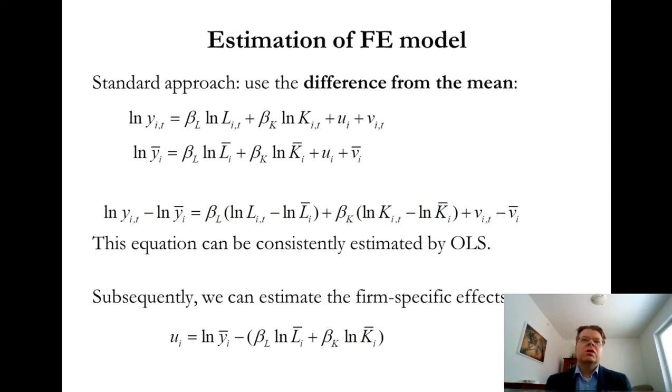So here's the answer. If we take a difference, but not the difference over time, panel data actually allows us to take a difference from the mean. So if we take this kind of firm-specific mean, I have indicated with this upper bar the average value of y for firm i, and then L bar is the average value of labor input in firm i over this time period, and similarly capital K bar is the average value of capital in this firm i over this time period. We also need to take the average over this error term v, but notice that, of course, u_i is constant, so the average of u_i is also just u_i.